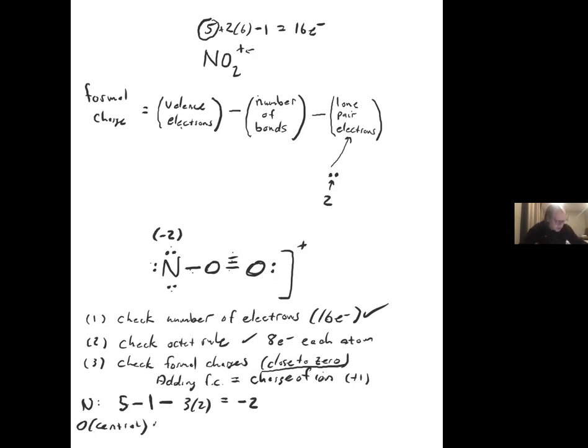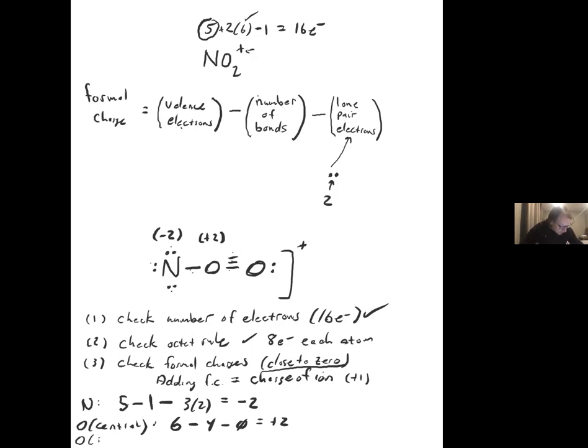Oxygen is in group 6A, so it has 6 valence electrons. It doesn't have any lone pairs, but it has 4 bonds, 1 on one side and 3 on the other. So 4 bonds, and then no lone pairs. So I'm just going to subtract 0 there. You get +2. Okay, that's a problem right there. That's a big problem. Formal charges that are nowhere near 0, meaning +2 or -2, that tells you that it's probably not a valid Lewis structure. And then you got the oxygen on the right side.